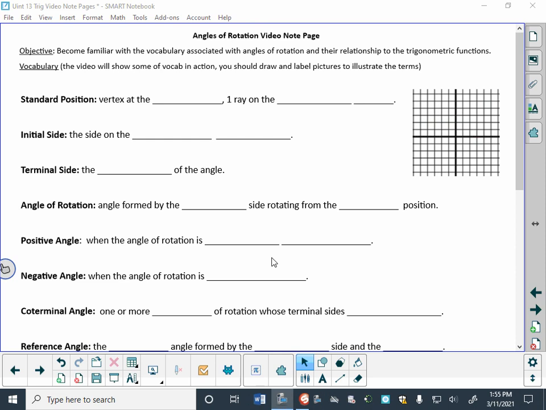All right, let's talk about angles of rotation. This is going to take our understanding of the angles from the geometry level to a new level for us. We want to become familiar with the vocabulary associated with angles of rotation and how these angles of rotation tie in with those trig functions that we reviewed in the last section. So we're going to get a little bit of vocab here, and then I've got a little bit of a demo that we can watch.